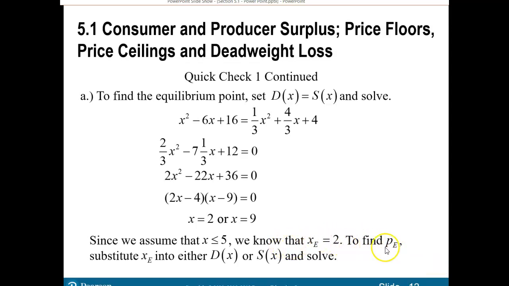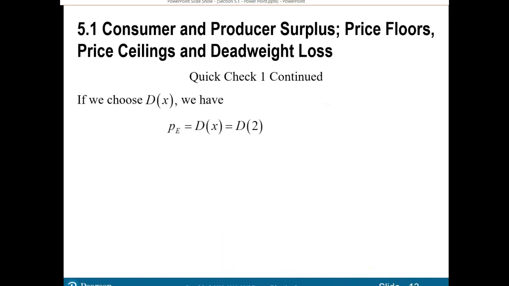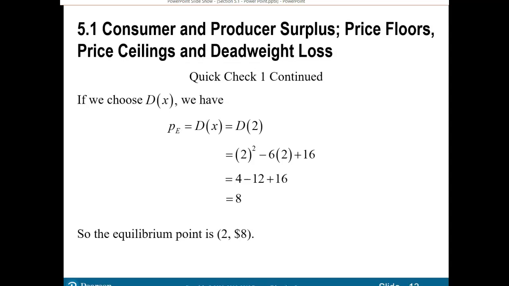All right, so we're going to take our 2 that satisfies the condition that x had to be less than or equal to 5 and use it to find our p sub e, or our y coordinate for our equilibrium point. So I can take that 2 and plug it into either of those two functions. So again, they were choosing D to plug that into. When they plug that in, they get 2 squared minus 6 times 2 plus 16. So 4 minus 12 plus 16, or 8. So the equilibrium point is 2 units at $8 per unit.